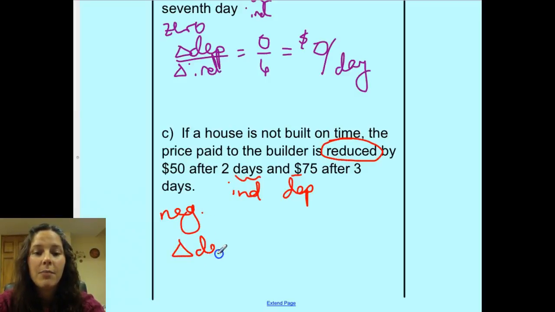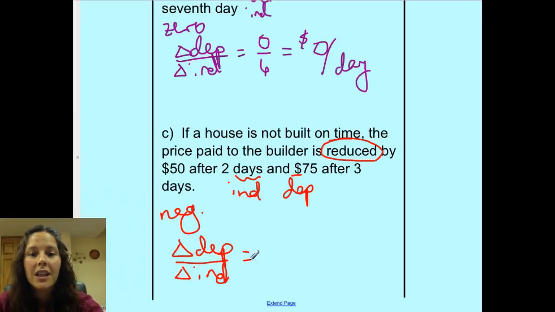Change in the dependent variable over change in the independent variable gives us a change of 50 to 75 is $25, and from 2 days to 3 days is $1. Now the way we get a negative rate of change is we can look at this from the perspective of the builder. The builder is losing $25 per day for not finishing this house on time.